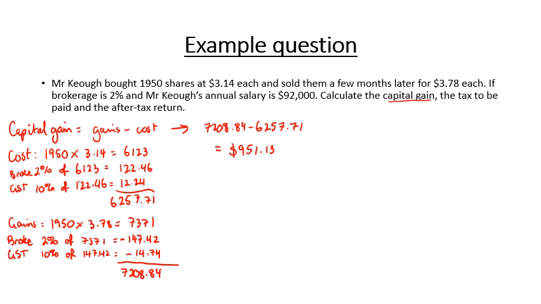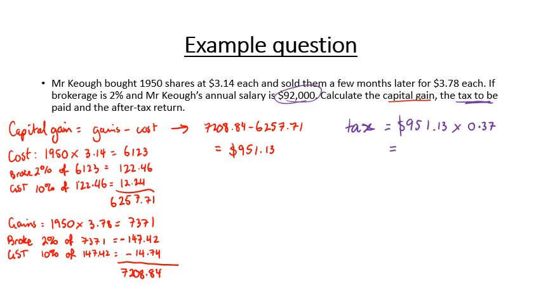We've done that. Now we need to work out the tax to be paid. All right. Now this is where Mr. Keogh's annual salary comes in. So he earns $92,000 a year, which puts him in the tax bracket of having to pay 37 cents for the dollar. So for our tax, Mr. Keogh has to go $951.13 because that's the gains that he's made. But he's got to multiply that by 0.37, which is 37 cents to the dollar.